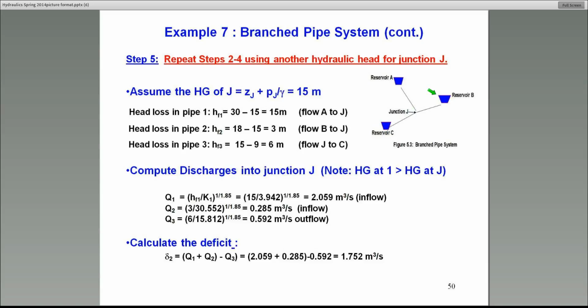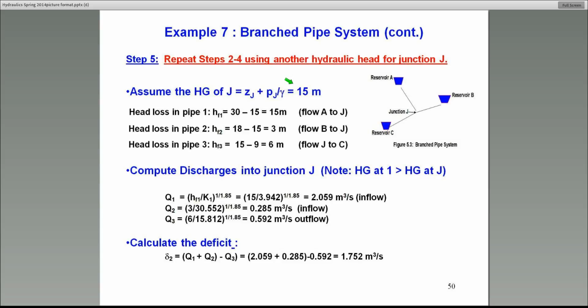Once again, remember, assuming this at 15 meters, that's the hydraulic head at the junction. Remember, reservoir B is at 18. So therefore, in this case, the flow from reservoir A and B is feeding into reservoir C. So when I calculate the flows, I will show you how to handle that part. But in this case, let's do the head losses first. Head loss in pipe number 1 is 15 meters, 3 in 2, and 6 in pipe number 3. And that comes directly from the assumed hydraulic head at junction J, which is 15 meters.